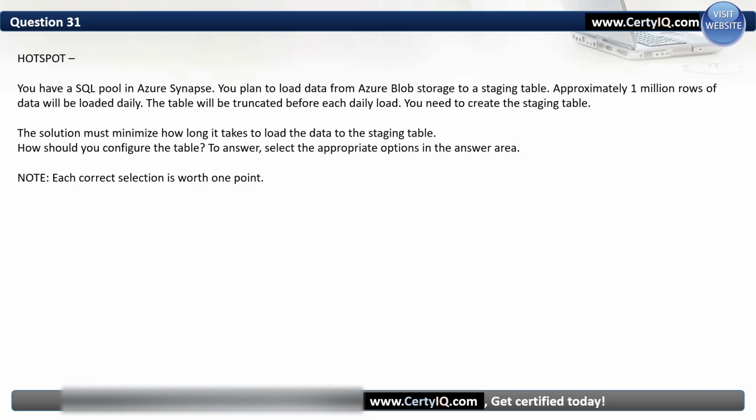Question 31. Hotspot. You have a SQL pool in Azure Synapse. You plan to load data from Azure Blob Storage to a staging table. Approximately 1 million rows of data will be loaded daily. The table will be truncated before each daily load. You need to create a staging table. The solution must minimize how long it takes to load the data to the staging table. How should you configure the table? To answer, select the appropriate options in the answer area. Note, each correct selection is worth 1 point.